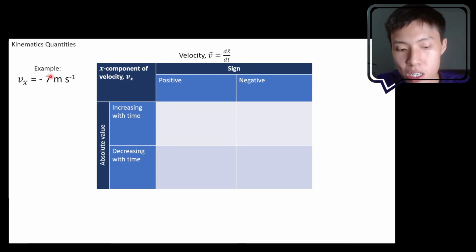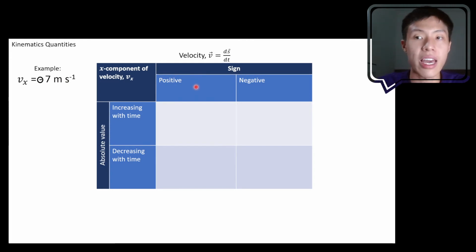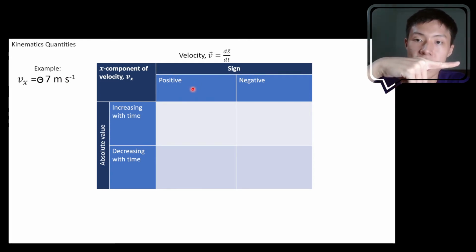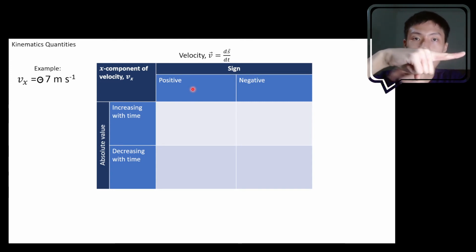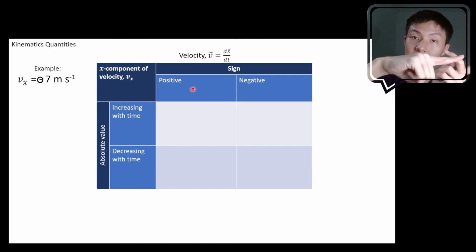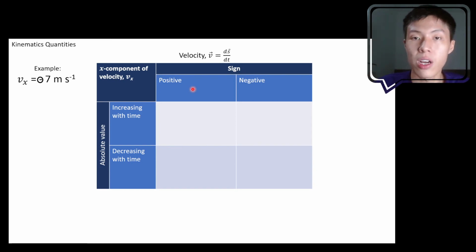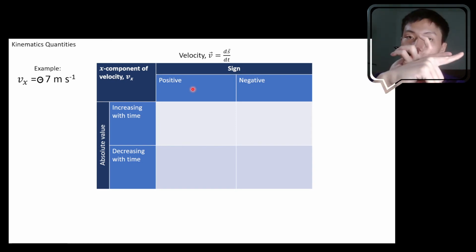Okay, so again, we know that we have to talk about the sign. So the sign can be positive or negative. So if it's a positive sign, what does it mean? It means the x component of velocity is pointing in the positive x direction. If it's pointing in the positive x direction, what does it mean? We know that the direction of velocity will be the same as the direction of motion. This is what we discussed in the previous video. Direction of velocity is the same as the direction of motion.